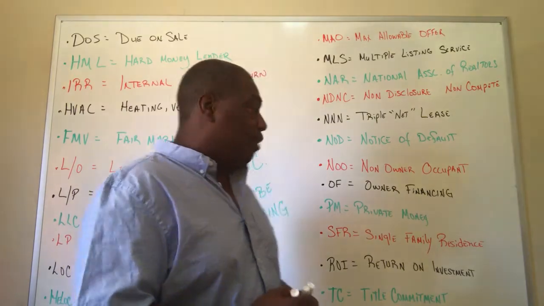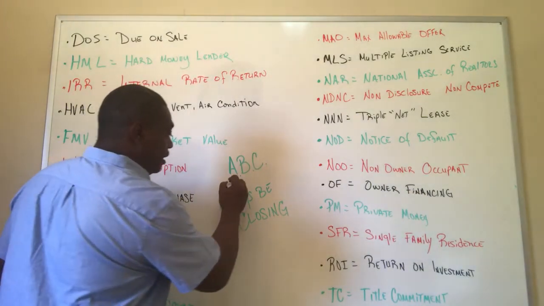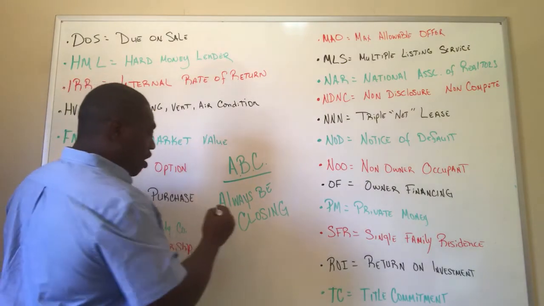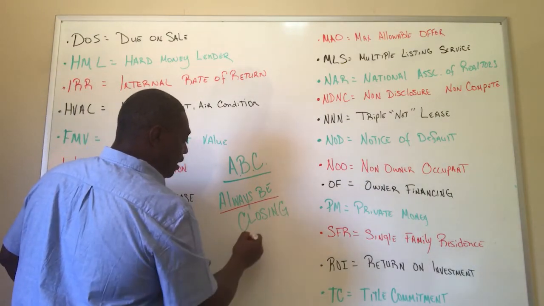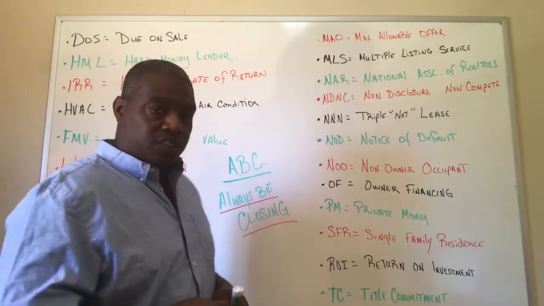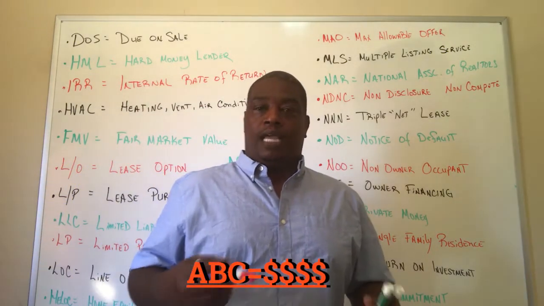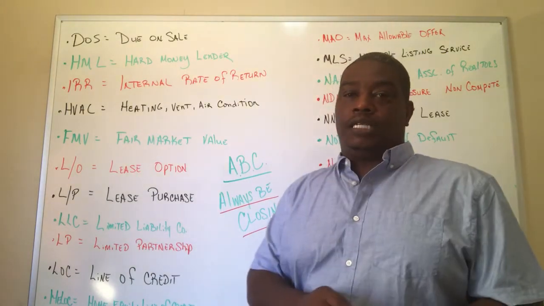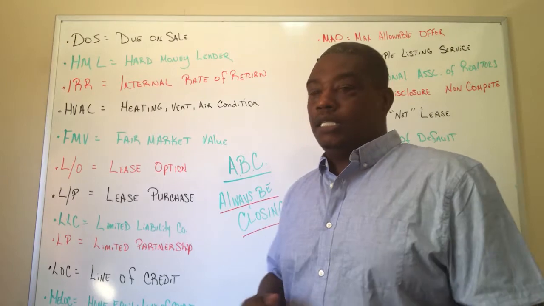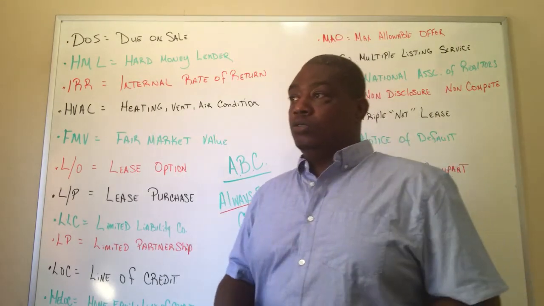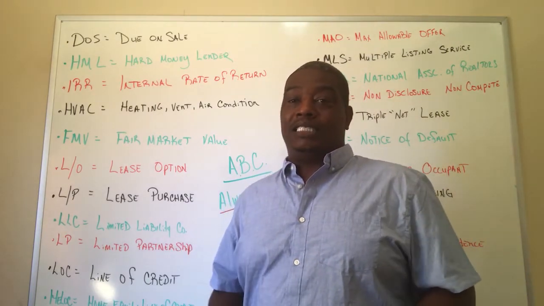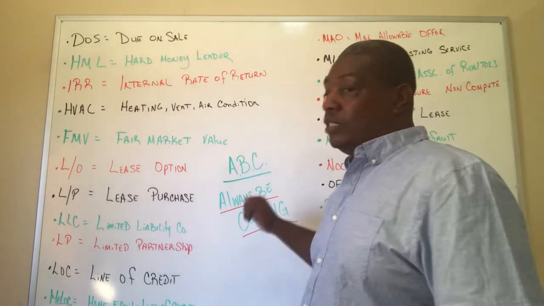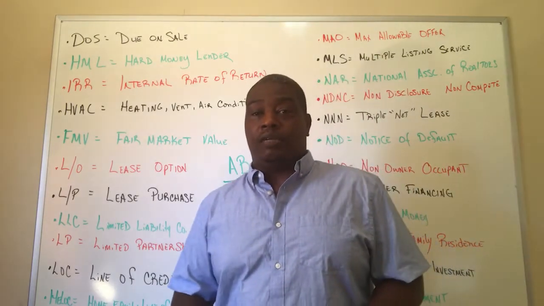And then finally, the most important is ABC, which stands for always be closing. As investors, that's the most important thing, to always be closing transactions, transactions that are valid, transactions where you help someone, or transactions that were win-win situations. Okay, so ABC, always be closing. I just wanted to go over these acronyms again.